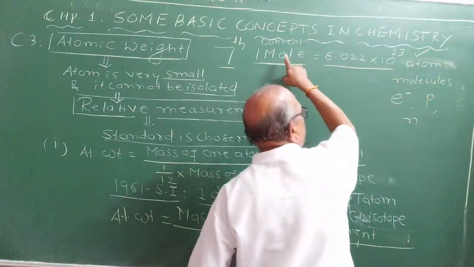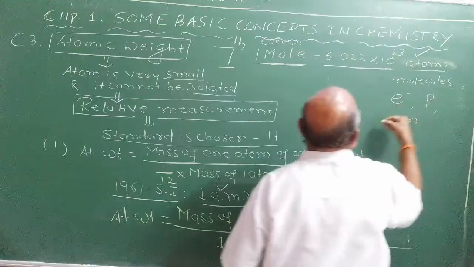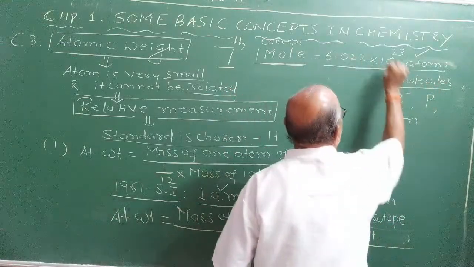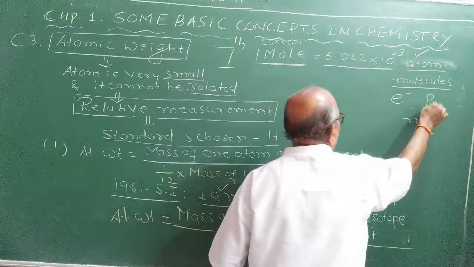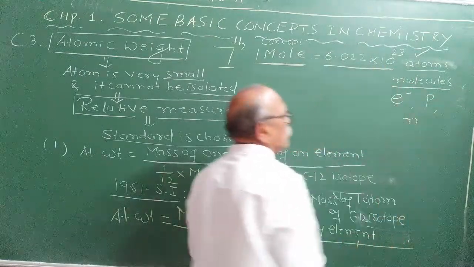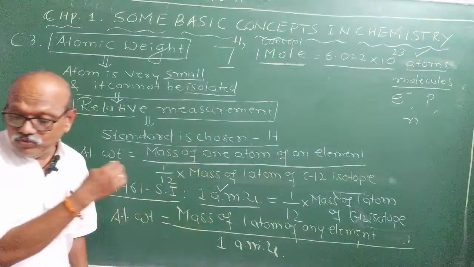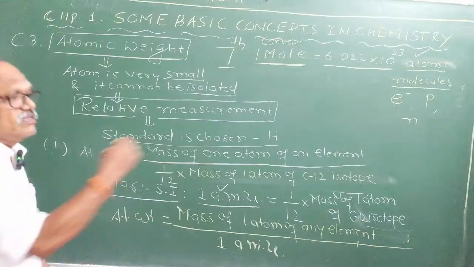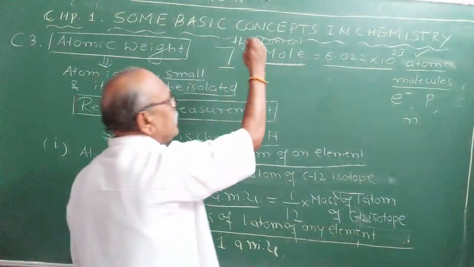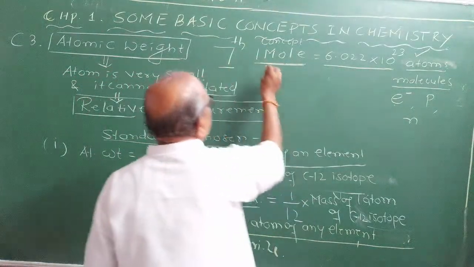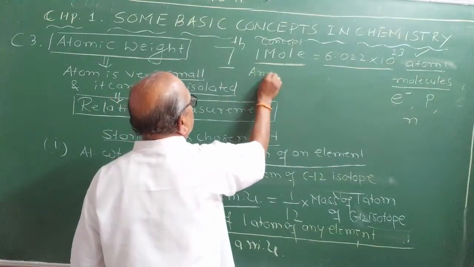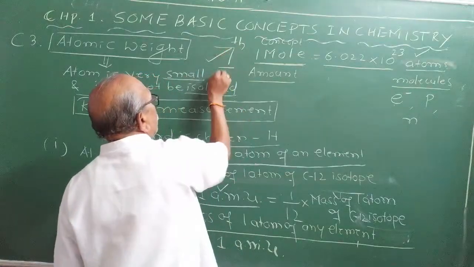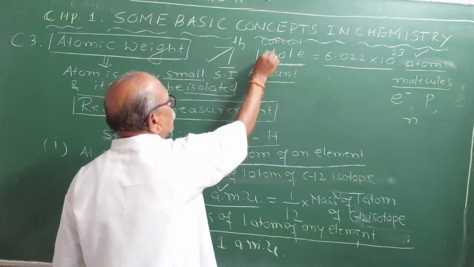When you take an element, you have a number of atoms; when you take a compound, you have molecules. You can say 1 mole of electrons, 1 mole of protons, 1 mole of neutrons. Like 1 dozen pens, 1 dozen bananas, 1 dozen apples, 1 dozen students. Similarly, to measure the amount of a substance, the seventh fundamental unit is introduced by SI. This is called the mole.